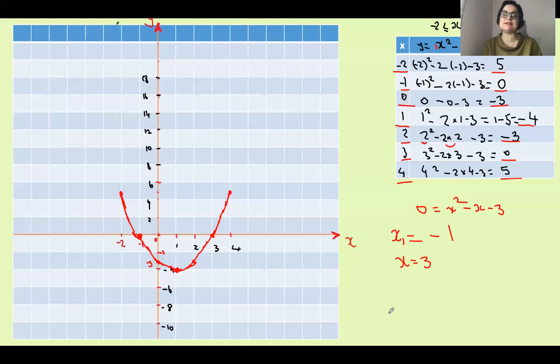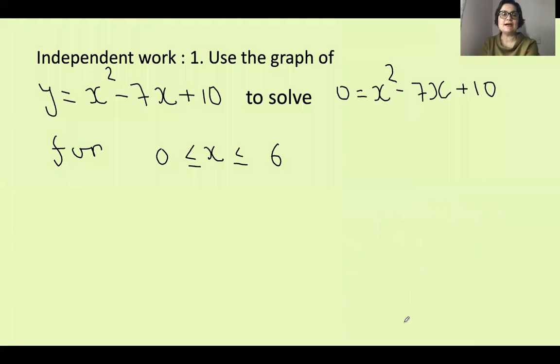So exactly the same strategy as when you build the curve, but make sure you write this. This is the last bit, okay? It's the answer to your problem, to your quadratic equation. Right, so now it is time for you to do some independent work. Use the graph of this quadratic function to solve this quadratic equation, for values of x smaller than or equal to 6 and bigger than or equal to 0.